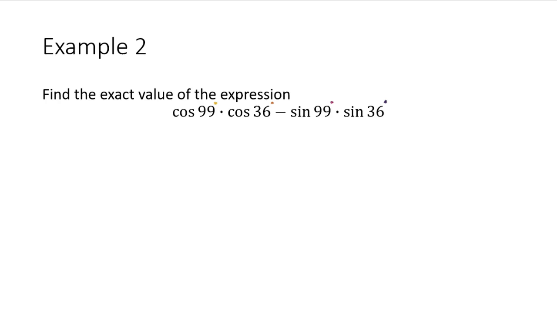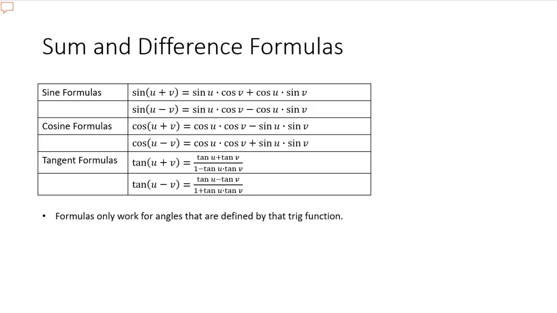And what I notice is that I actually have a pattern here. I have a cosine times a cosine minus a sine times a sine, and that sounds kind of familiar to me. And if I go back and look, right here, I have a cosine times a cosine minus a sine times a sine, and that is the cosine of one angle plus the other.